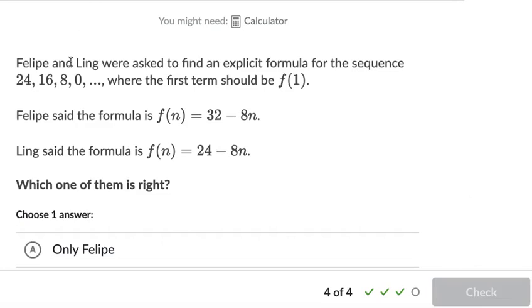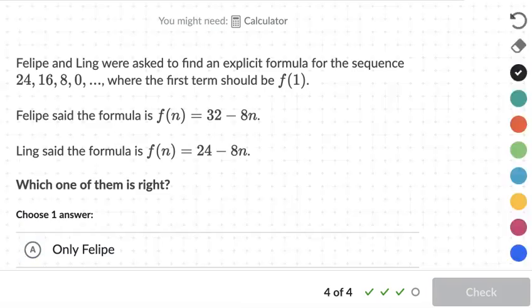Okay, once again, we have two people writing formulas. Now, in this case, there's no way both of them can be correct, because they have the same minus 8n, but then different starting numbers here. Well, let's go ahead and figure this out. So we're looking for a common difference. As we move to the right, it becomes easy to see that we're subtracting 8 each time.